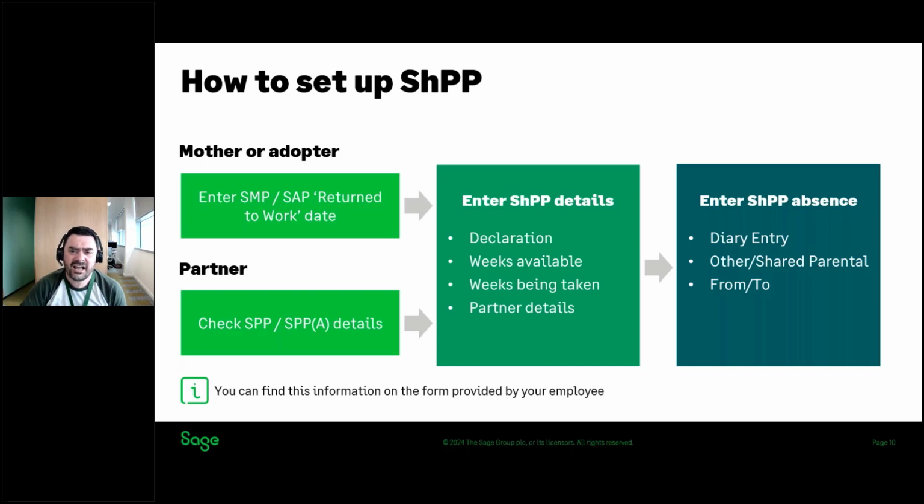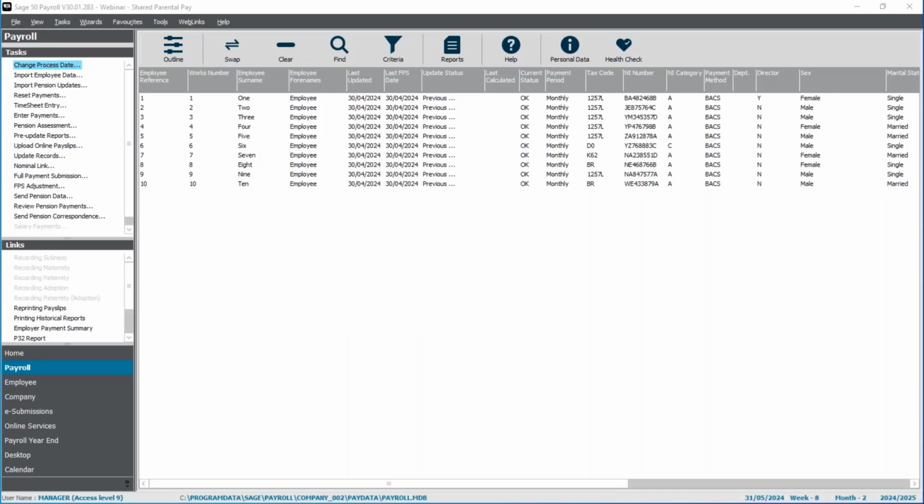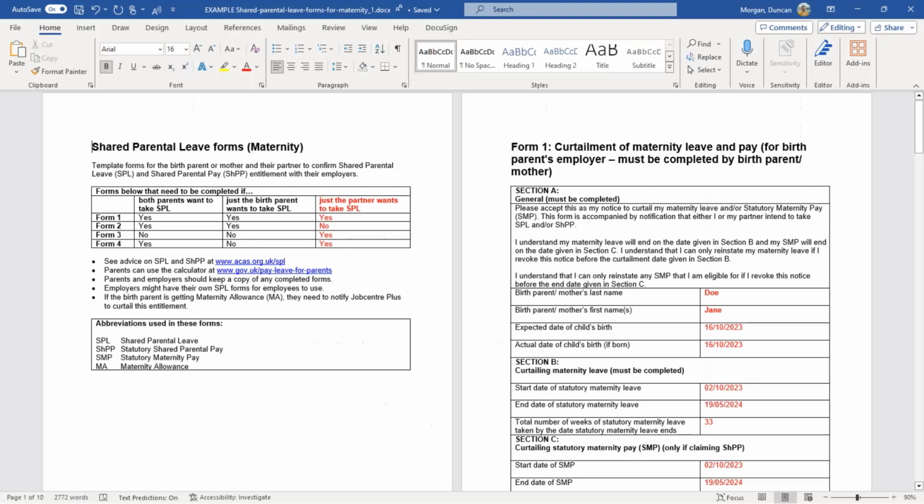So let's take a look at this in action. Just going to bring the slides down at this point. And first thing I want to show you is a completed form for our first example. So this is the shared parental leave form that was downloaded from the ACAS website. On the first page, it tells you which of the 4 forms needs to be completed depending on the circumstances. So if both parents are taking shared parental leave, it's forms 1, 2, and 4, for example. But in this one that I'm going to show you, it is just the partner that wants to take the shared parental leave.